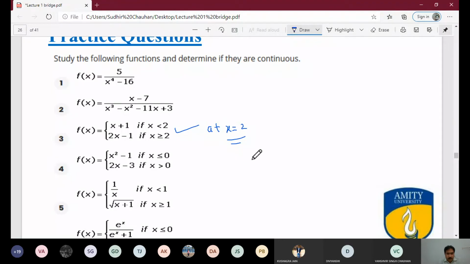So if we see that f(2) is well defined, we can take the function that is 2x minus 1 at x is equal to 2. So we put x is equal to 2, it is 4 minus 1, so 3. So the value of the function is 3. If the left hand limit is equal to the right hand limit, that is equal to 3, we can say that the function is continuous. So please try this question and then tell me the answer.